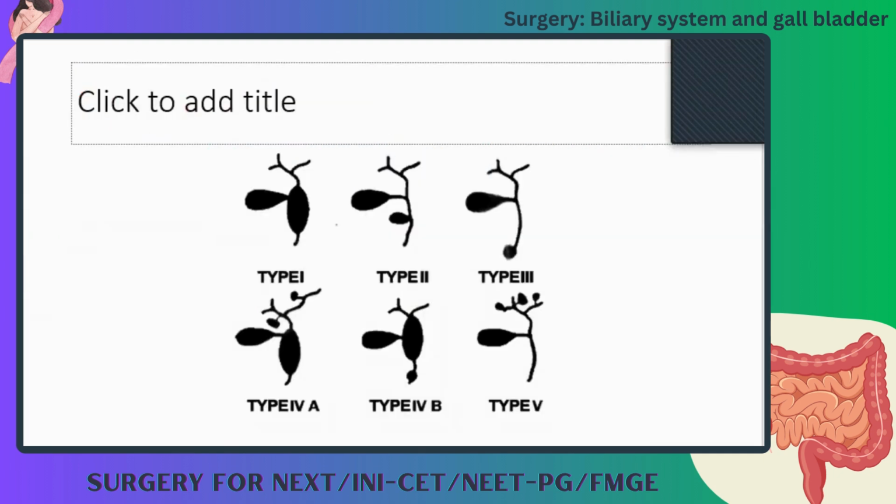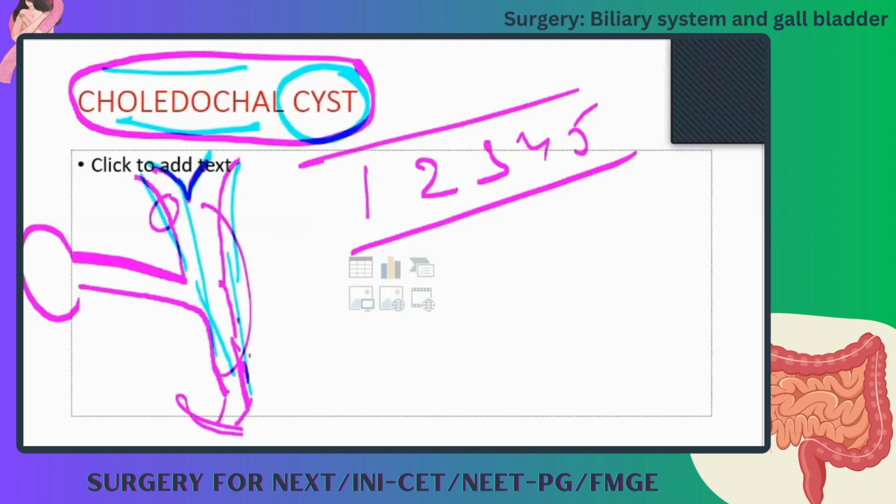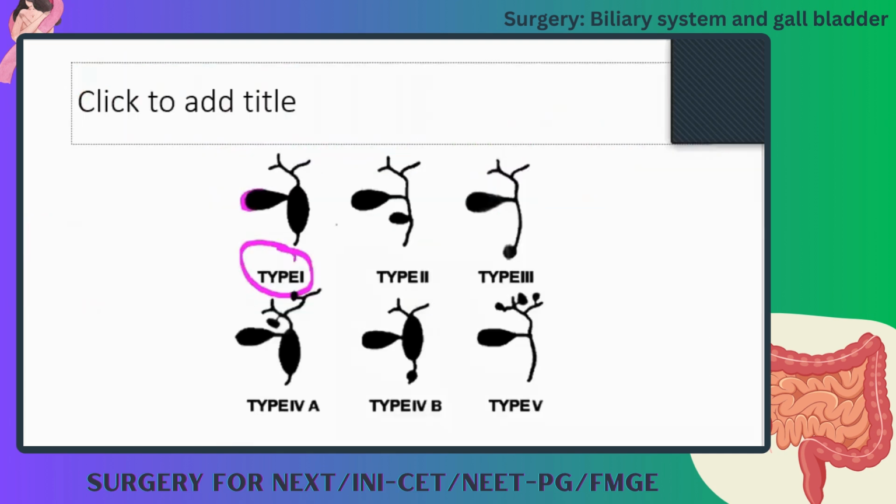See here. This is the gallbladder. What is type 1? Choledochal cyst is a congenital malformation of the biliary tree. That is the first point. Second, it presents with a dilatation of some part of the biliary tree. Depending on the part where it is dilated, there is a classification: class 1, 2, 3, 4, 5.